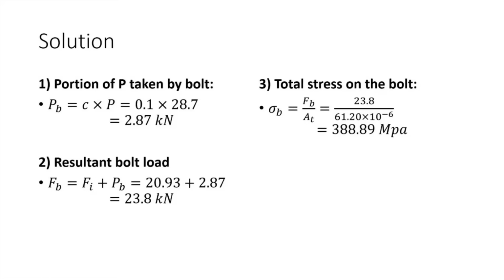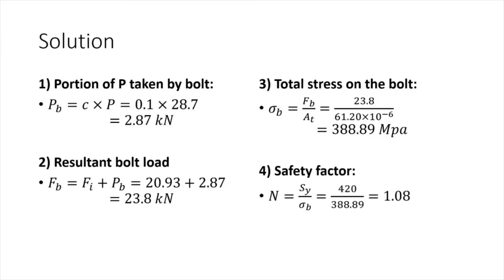megapascals. Lastly, to calculate the safety factor, we need to divide the yield strength by the total stress applied on the bolt. When done, we calculate the safety factor to be 1.08.